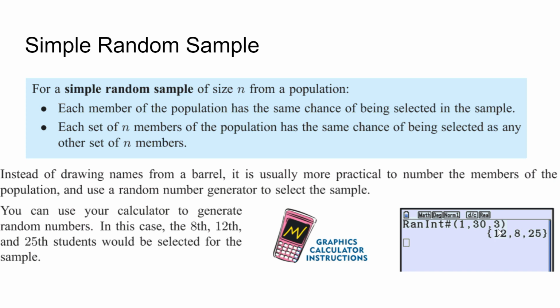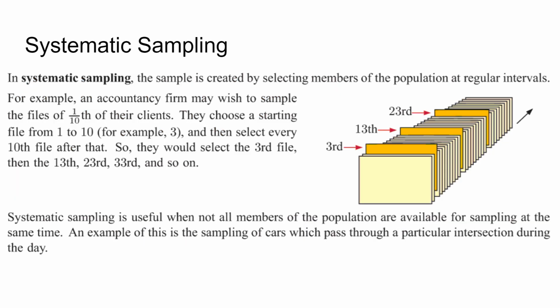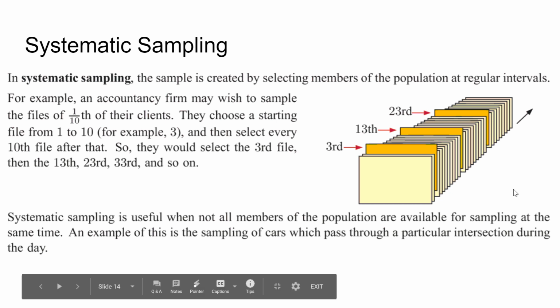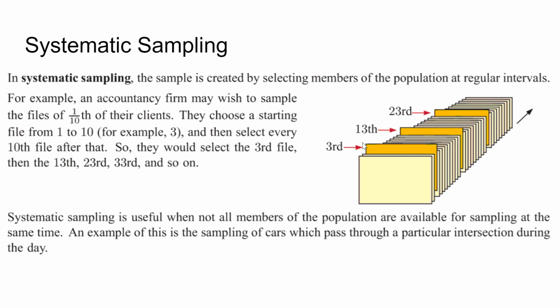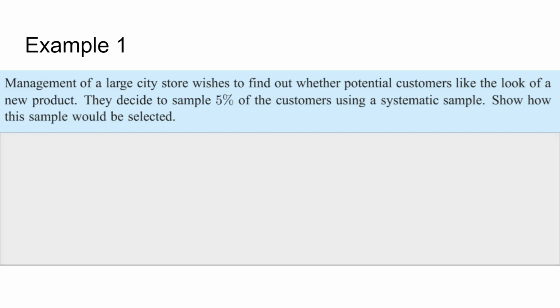All right. The next type of sample we're going to talk about is systematic sampling. Systematic sampling is where you have a system for how you're choosing your selection. So in this particular example, they say they're going to take every 10th file starting at number 3. You could take every 5th. You could take every 20th, whatever number it is that you want for your particular sampling method. And then you're going to take every whatever number that was.